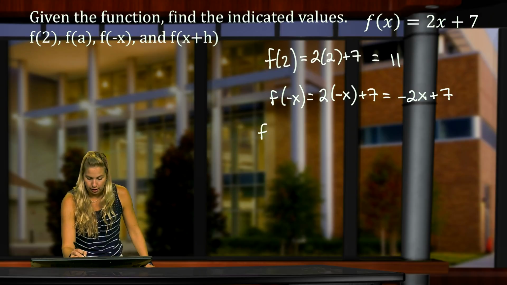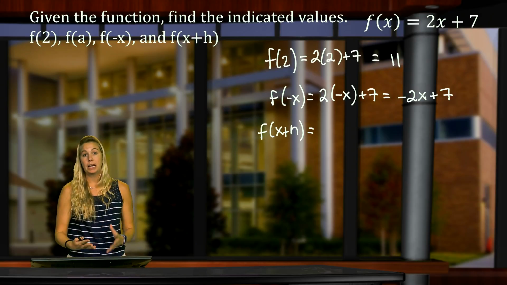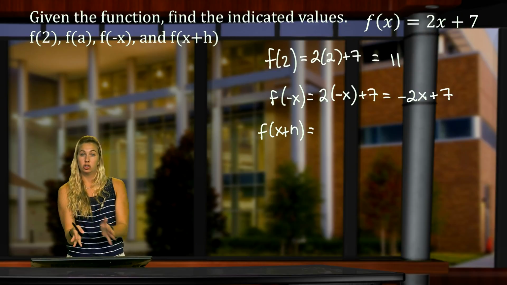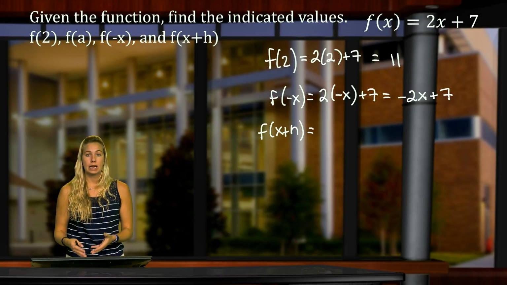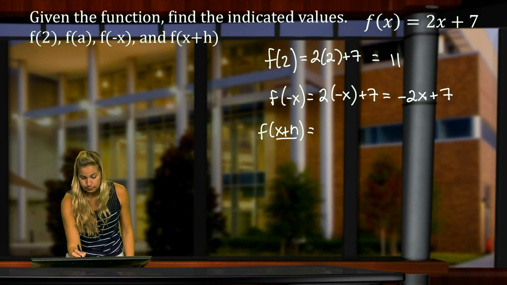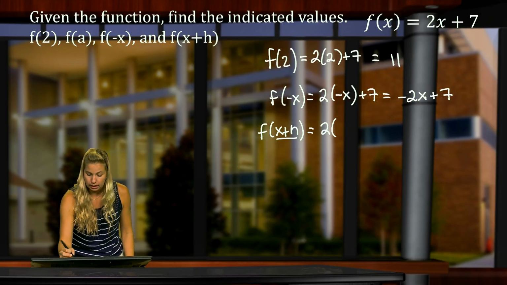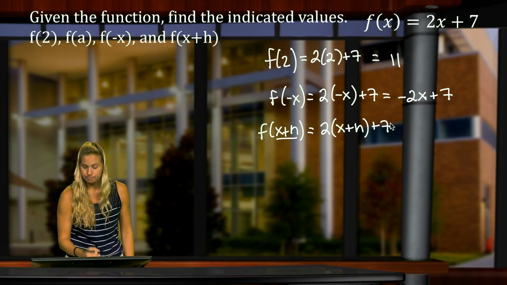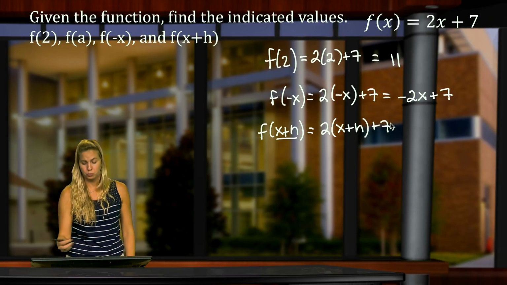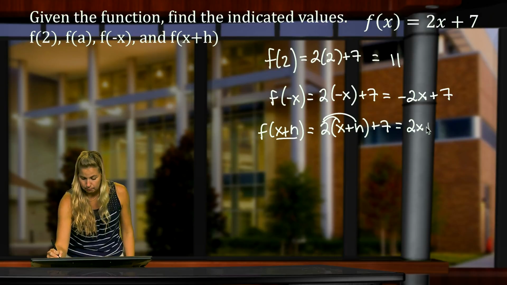And let's do f of x plus h. Again, just because what's inside the parentheses has changed, now it looks even weirder because there are 2 variables, it's still the same idea. We want to take x plus h and plug it in where we have an x. So that's 2 times the quantity x plus h, plus 7. And this expression we can simplify by distributing the 2. So we get 2x plus 2h plus 7.